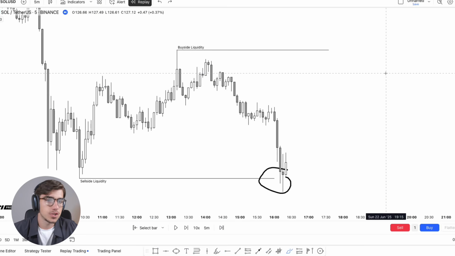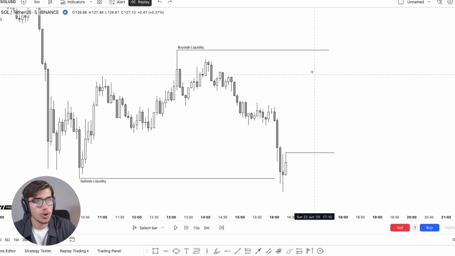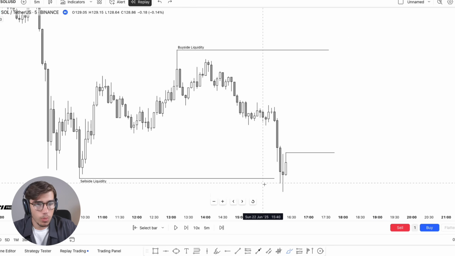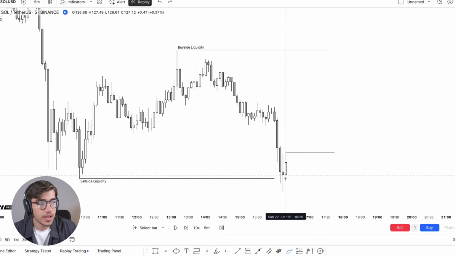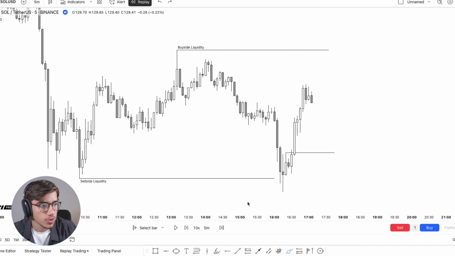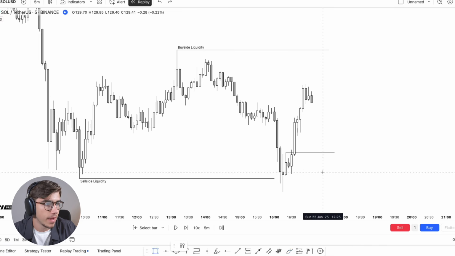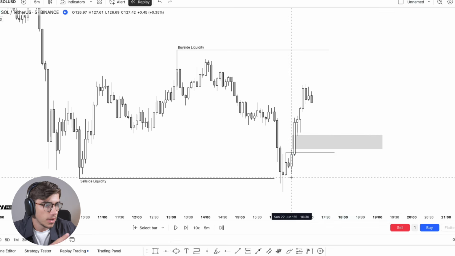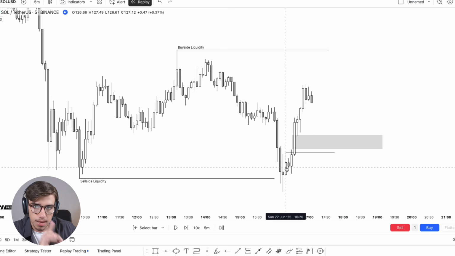So again, because we've just swept the external range liquidity low, we can now anticipate that it is going for the buy side liquidity. So what we want to pay attention to now is whether we displace away from the low, right? That's what we want to pay attention to because that's what confirms the order flow. And as you can see, we got beautiful displacement, and we also got a fair value gap that you're seeing right here.